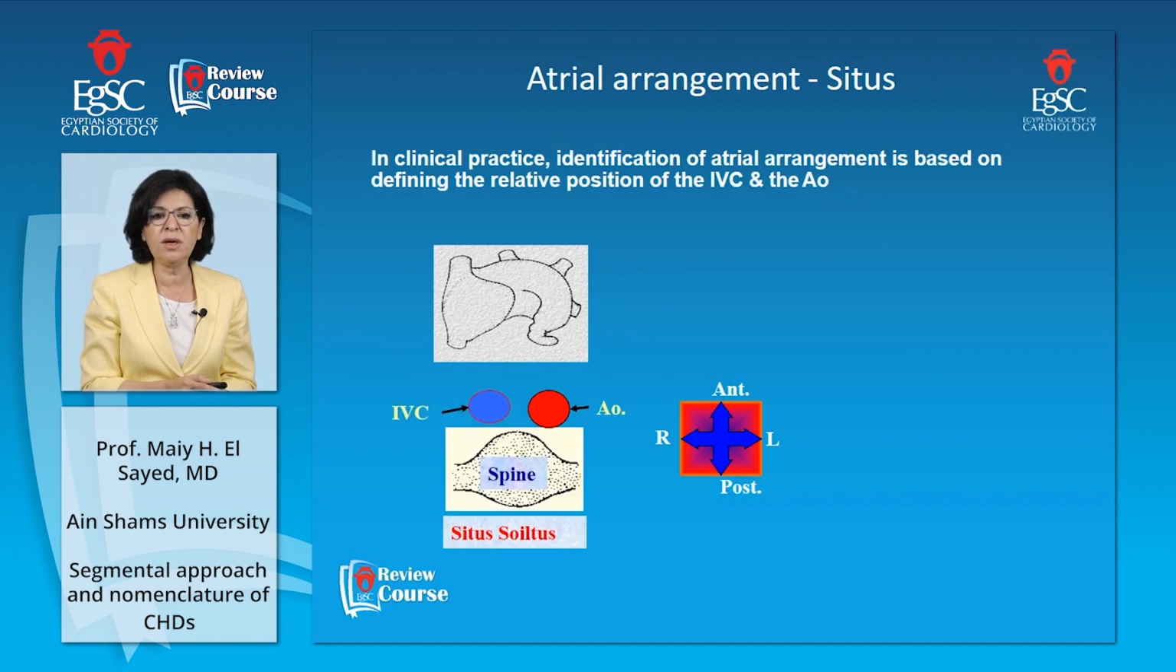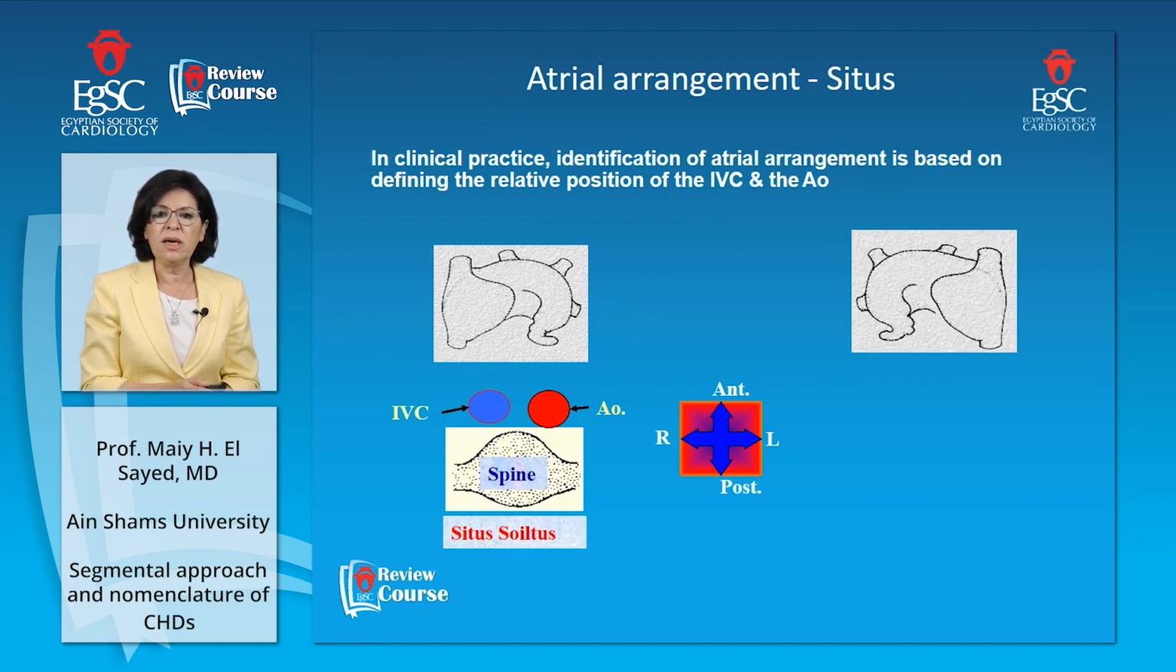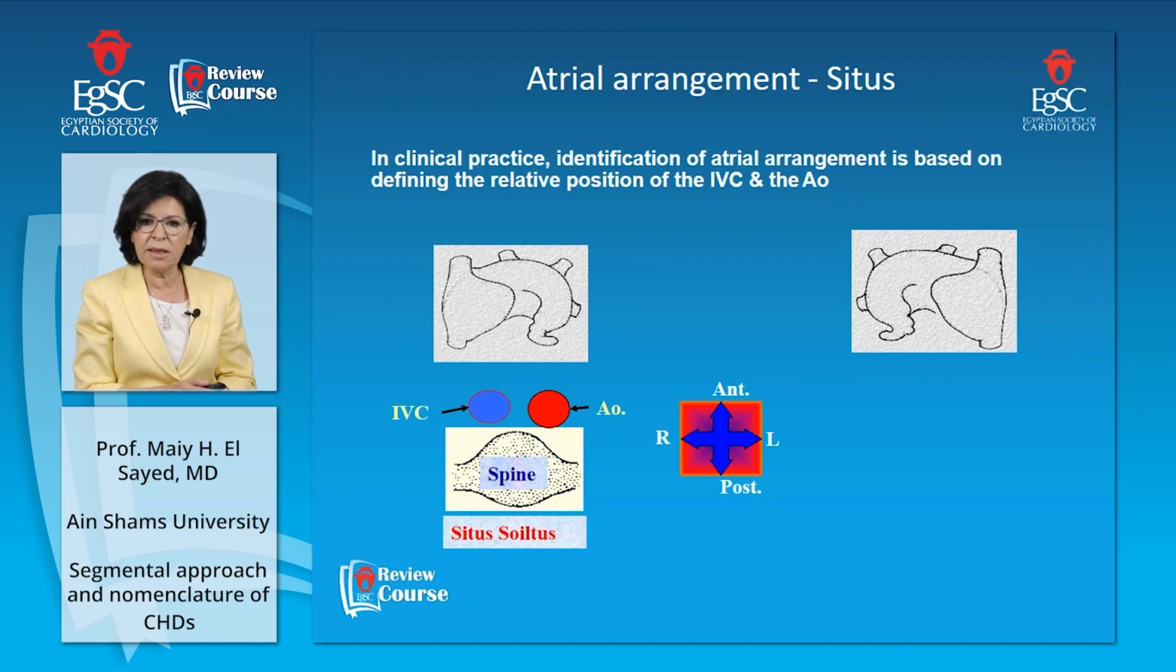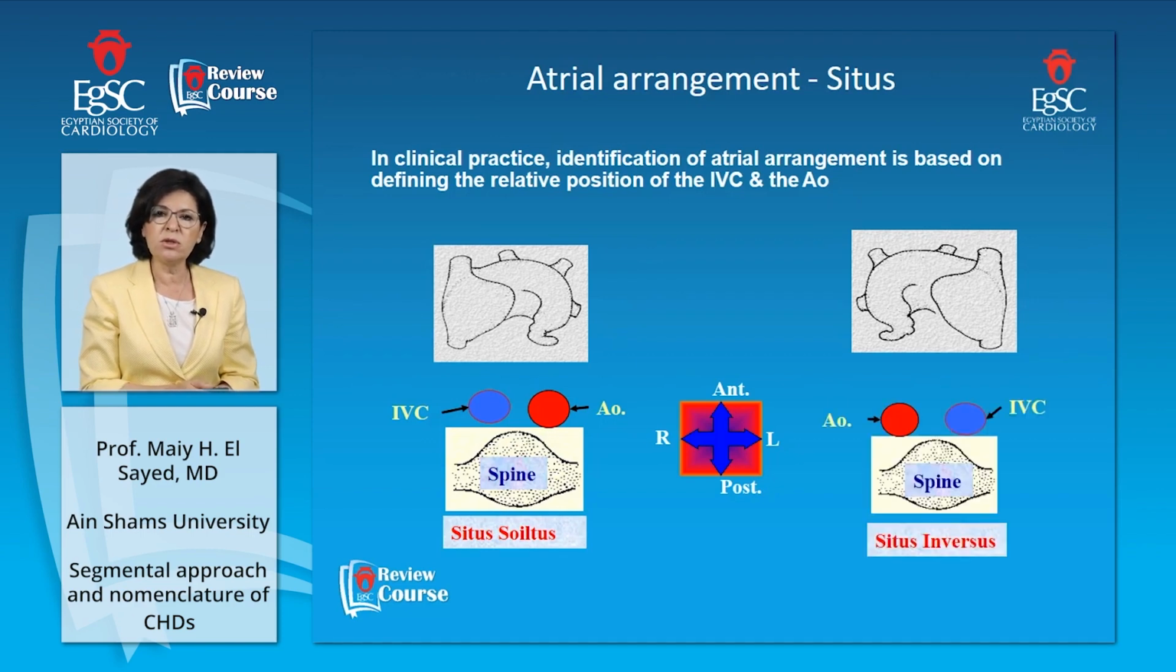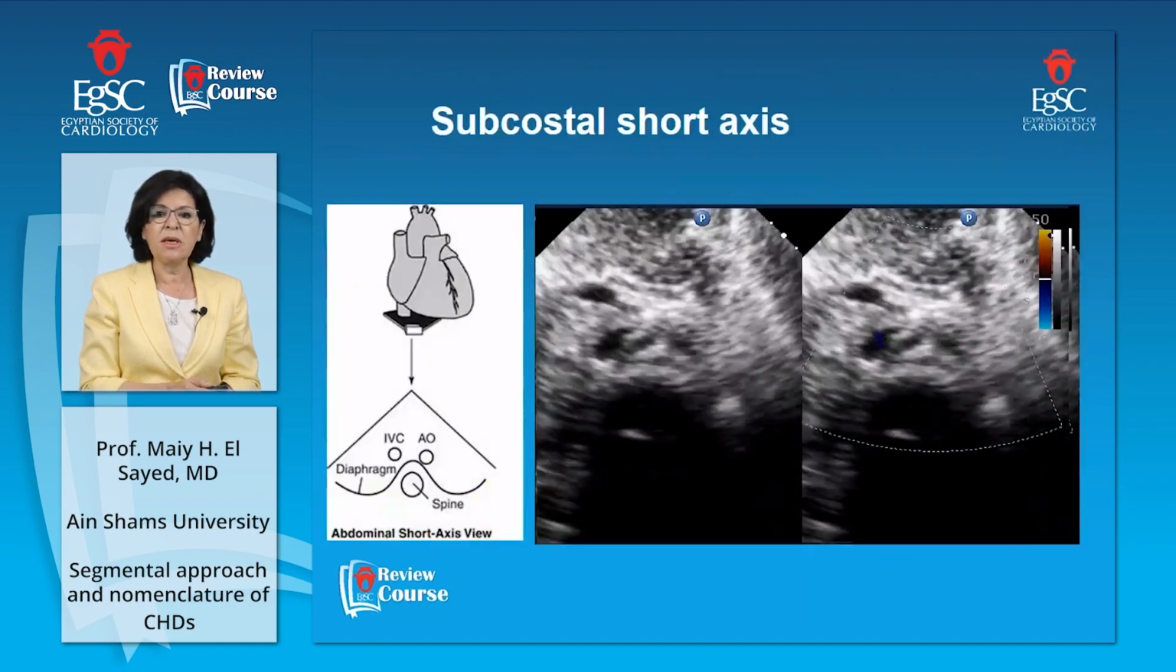So in normal arrangement, you will have the aorta to the left if you do a short axis in the abdomen, and the IVC to the right. And in a mirror image arrangement, where the left atrium is to the right and the right atrium is to the left, you'll have the aorta to your right and the inferior vena cava to your left. How do you do that?